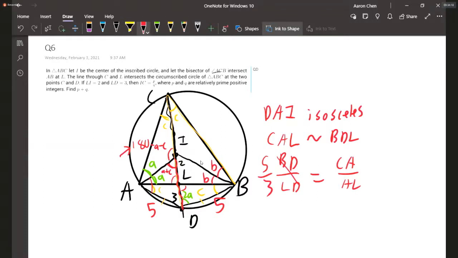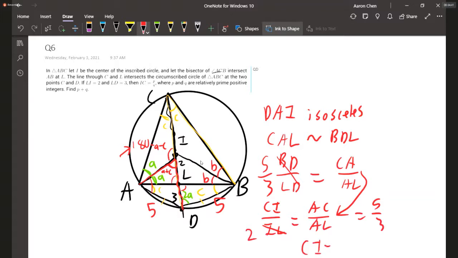And then now AI is an angle bisector. So by the angle bisector theorem, CI to IL is equal to AC to AL. And we already have here that CA to AL is 5 to 3. And we also know that LI is equal to 2. So CI is equal to 2 times 5 over 3, which is 10/3. And so the answer to this question is 0, 1, 3, because you need a leading 0.